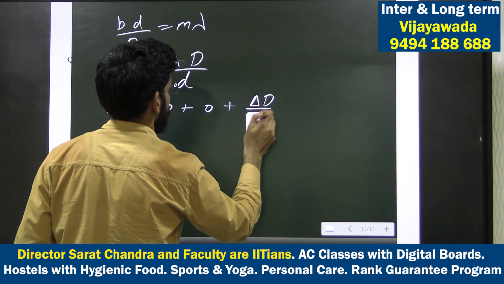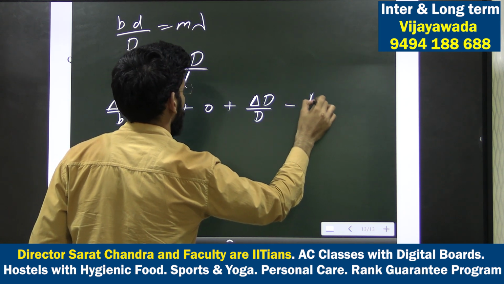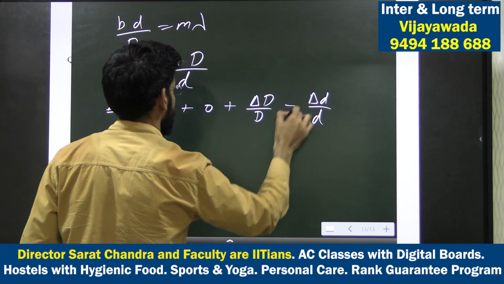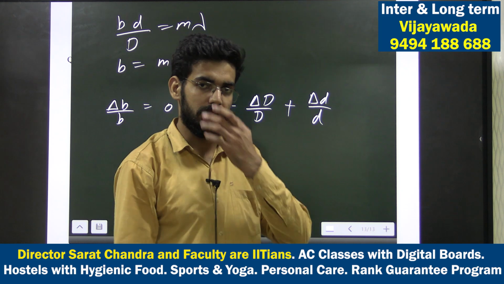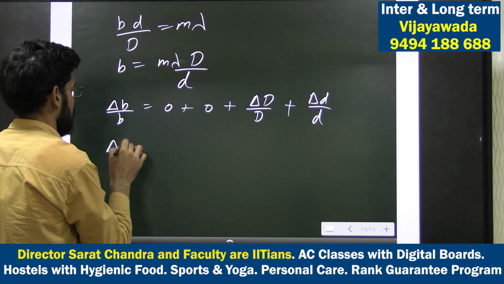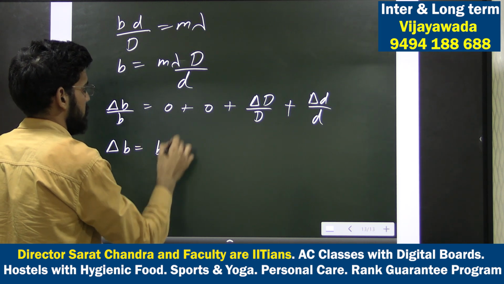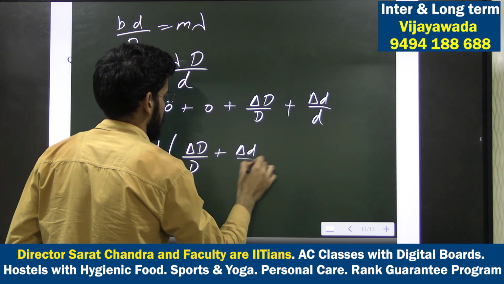capital D plus, sorry, minus delta small d by small d. Here plus will come because we are calculating the error. Error we have always addition, right? That's it. So here delta b is equals to b. If you transfer this side, you have delta b by b equals delta D by D plus delta d by d.